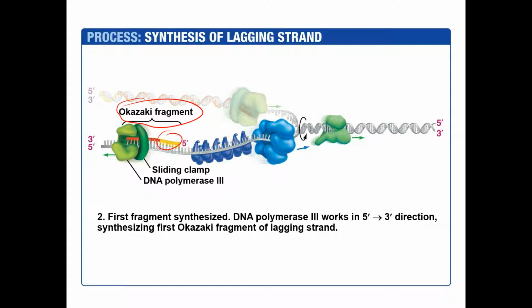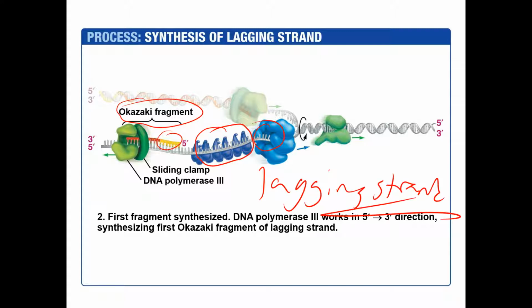And notice that now the replication fork has actually opened up a little bit more. So now we can begin replicating this region, and then we can replicate this region. Here we're having to wait for the replication fork to open up on this side so that we can lay down new nucleotides. So this is why it's called the lagging strand.